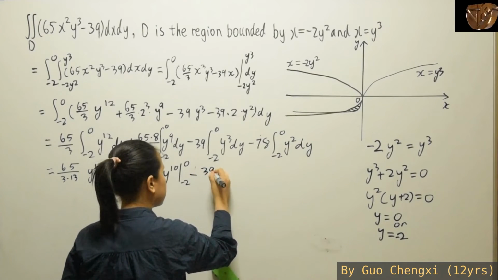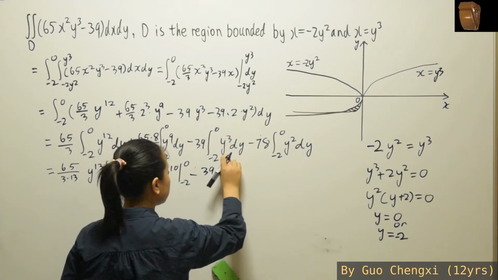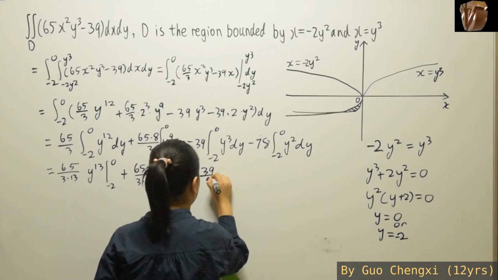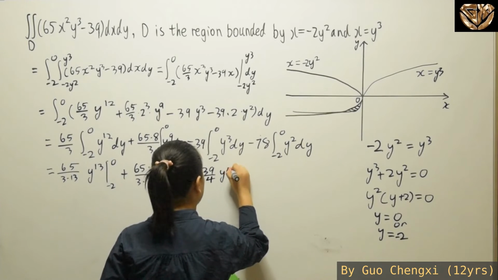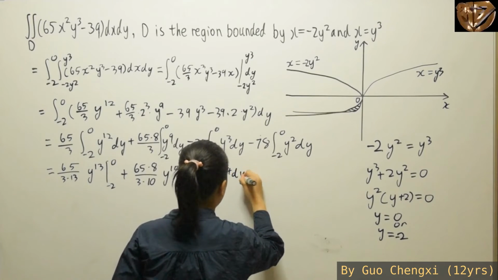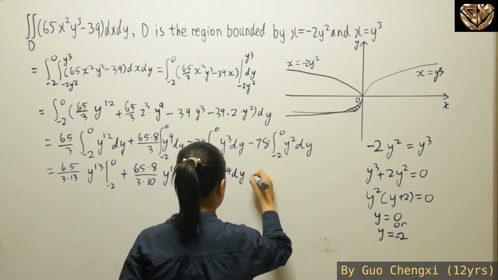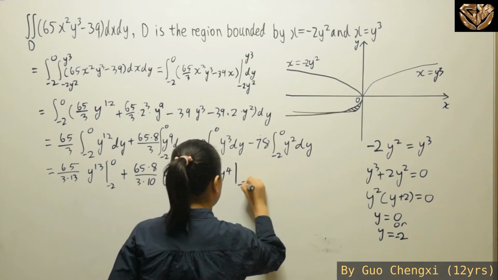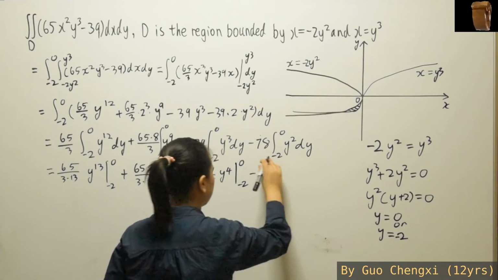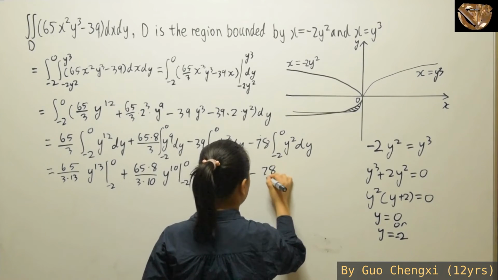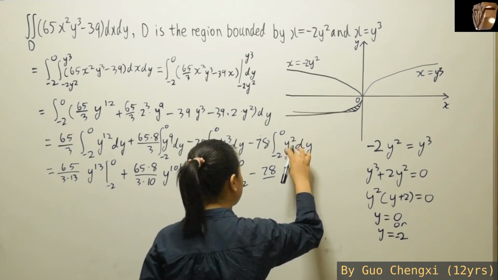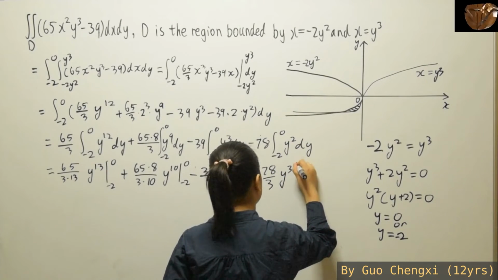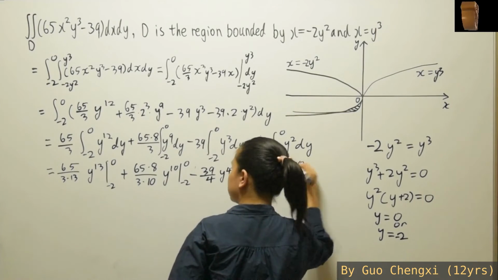Then here you have a 39. Well, for this part you have a cube, so when you integrate it, it's going to be to the power of 4, so you're going to have over 4 where y to the power of 4. Then here you're going to have 78 over, so for this square it will become a cube, so over 3, and then y cubed from -2 to 0.